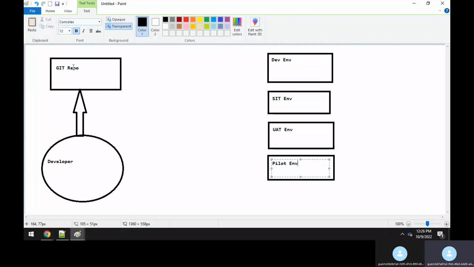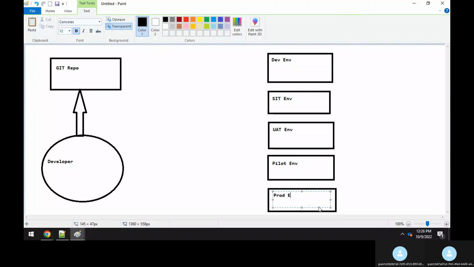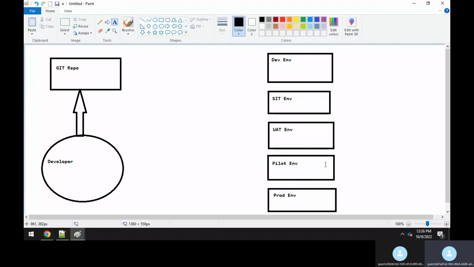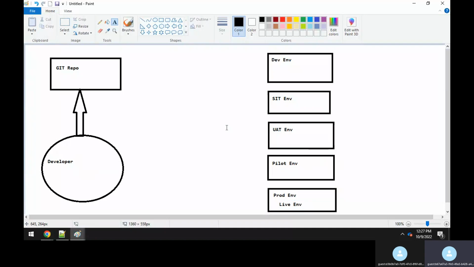and finally we have a prod environment. So these are the different environments where the software has to be tested, and finally the whole software product has to be pushed into production mode. This we call a live environment, right?